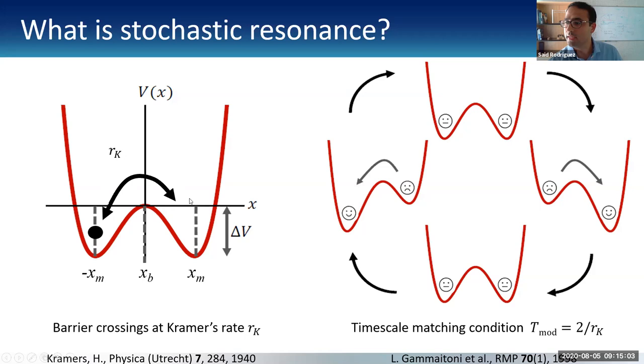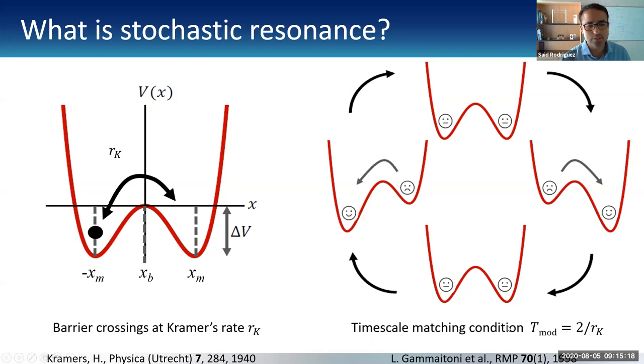And so when this happens, which is the timescale matching condition, when the modulation period is twice the inverse of the Kramers rate, you have a stochastic resonance, right? So the random crossings synchronize with the deterministic force. And that's the essence of a stochastic resonance.